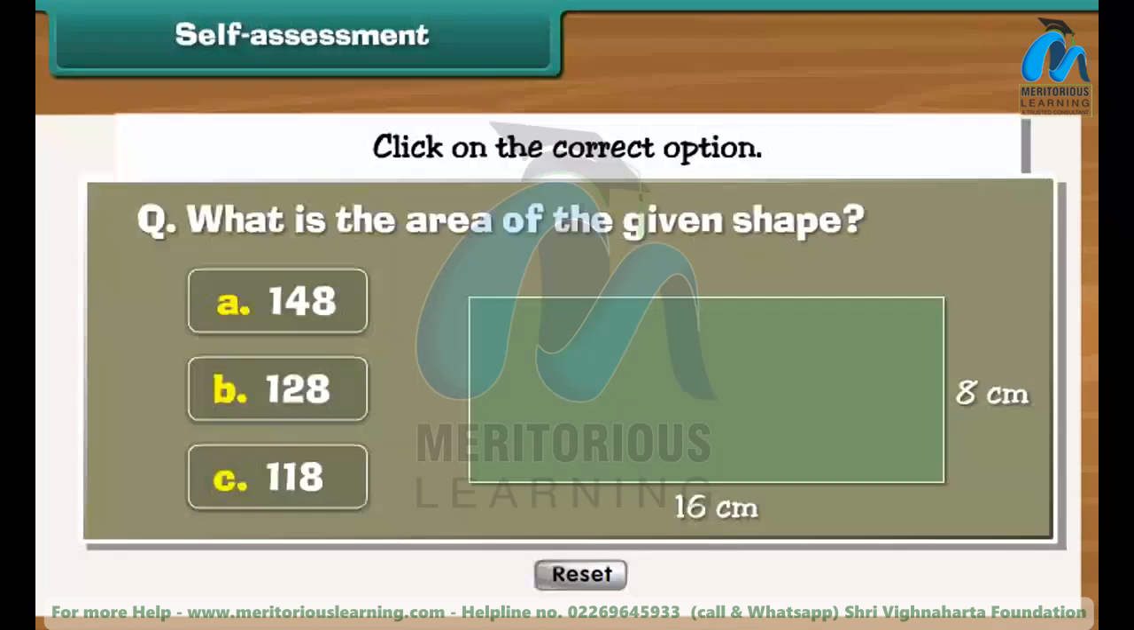centimeters square. Before moving further, let us know how much you have learnt about area. Calculate the area of the given figure and click the correct option.